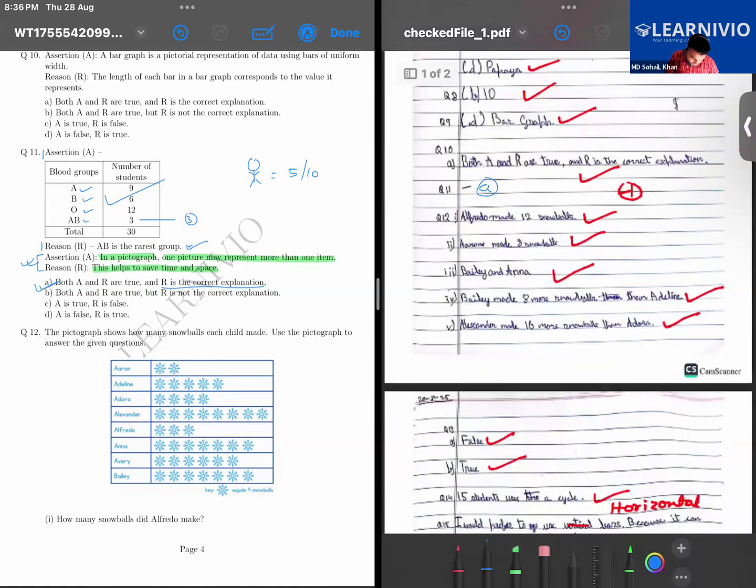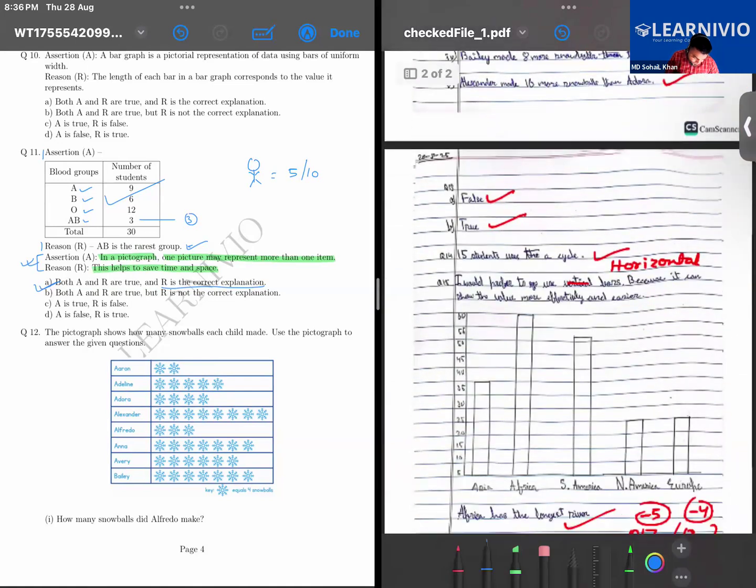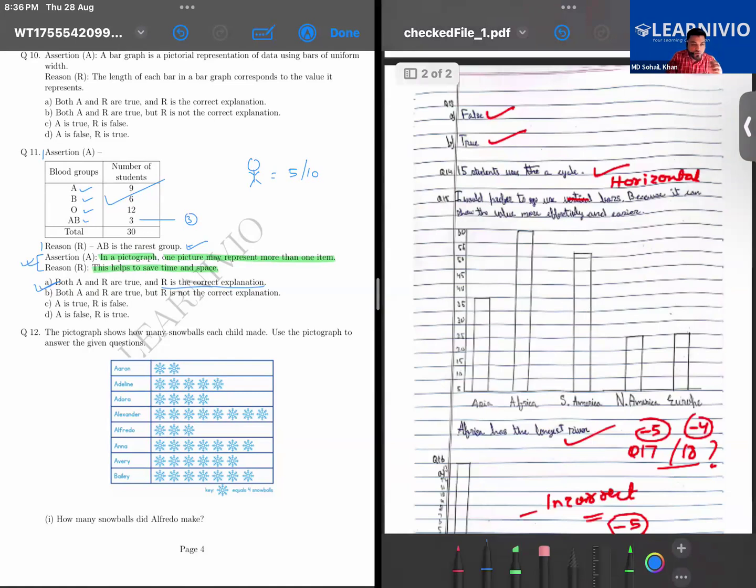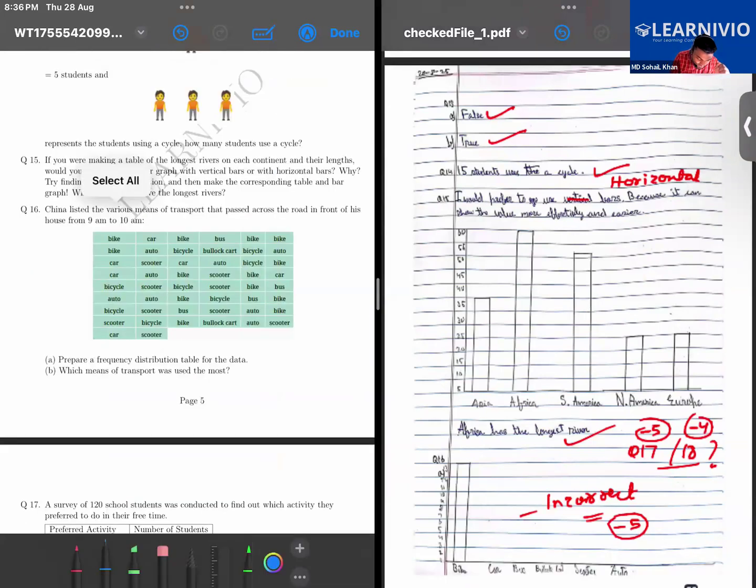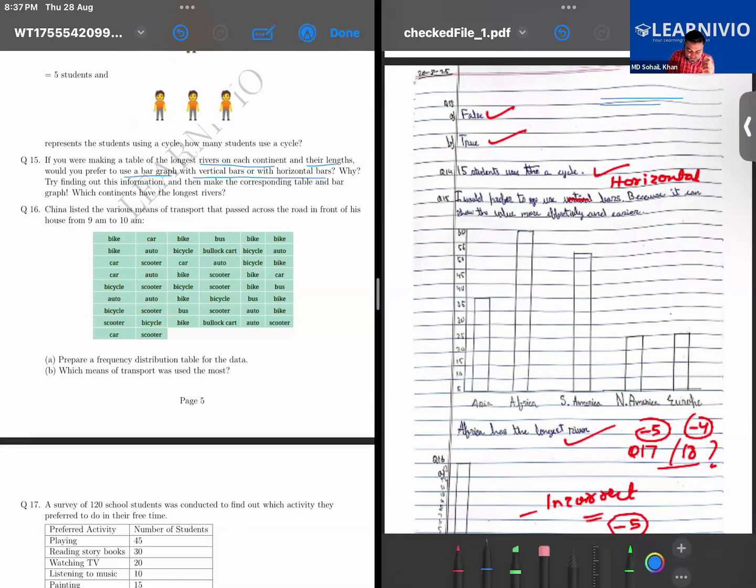Moving on to question number 15. The question here is saying that if you were making a table of the longest river on each continent and their lengths, would you prefer to use a bar graph with vertical bars or with horizontal bars? You were not there while we were doing this chapter, Raja, but many of you were there. Do you guys remember I told you that horizontal bars should be used like this? These are the horizontal bars.